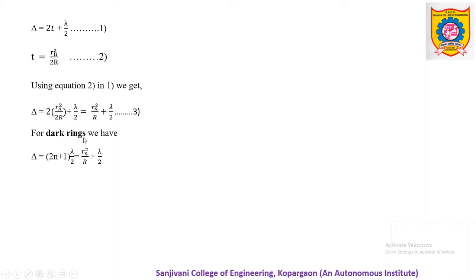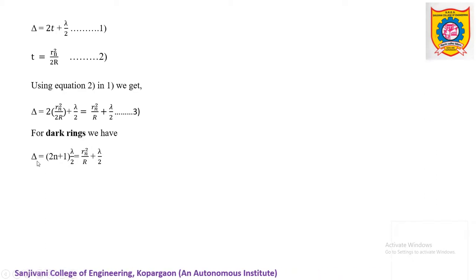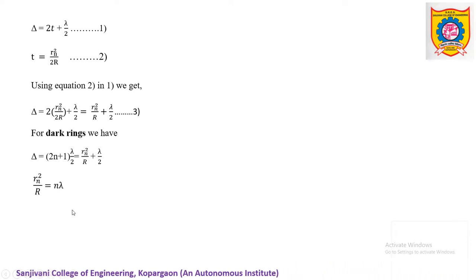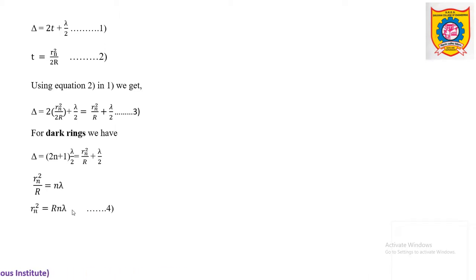So let us start with dark rings. As we know, the value of delta for dark rings is (2n plus 1) lambda by 2, and it is equated with this known value of delta given by equation number 3, and we will simplify this to find out the radius. That simplification results in Rn square by R is equal to n lambda, or Rn square is equal to nR lambda.